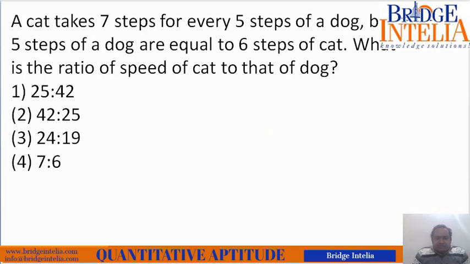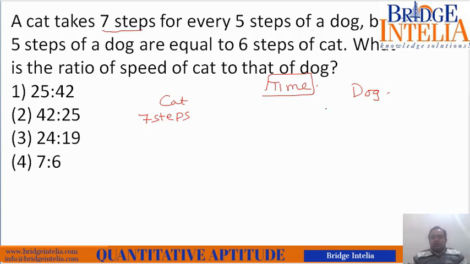So here's the first question. A cat takes 7 steps for every 5 steps of a dog. So what does this mean? The time that the cat takes to take 7 steps is exactly equal to the time taken by the dog to take 5 steps. So the time is the same. So in the same time, the cat takes 7 steps, the dog takes 5 steps.